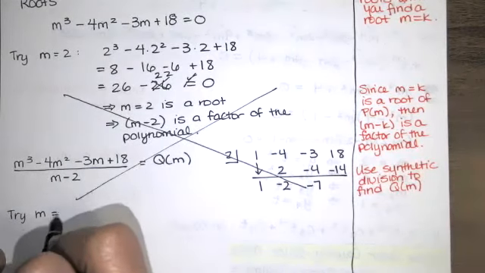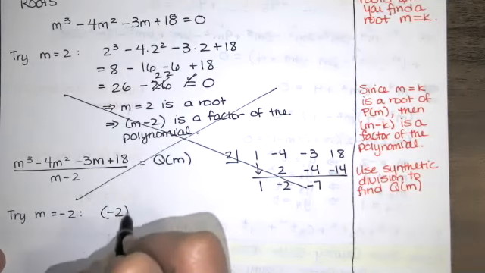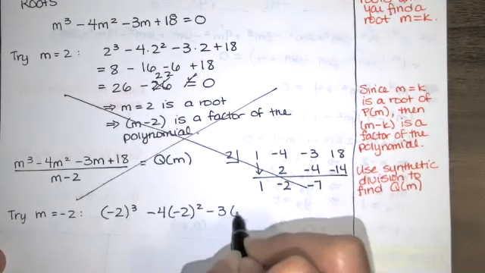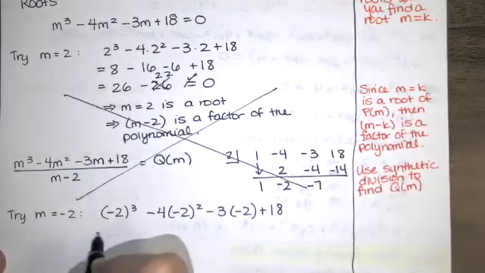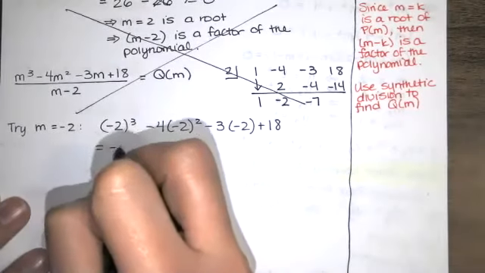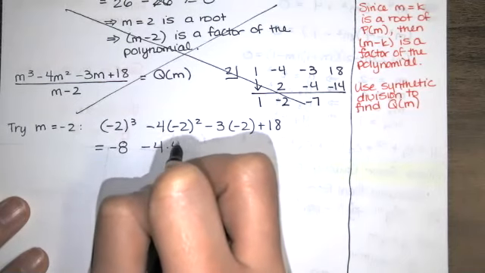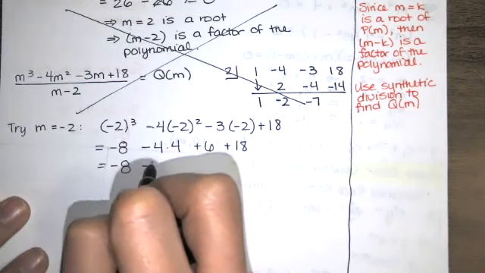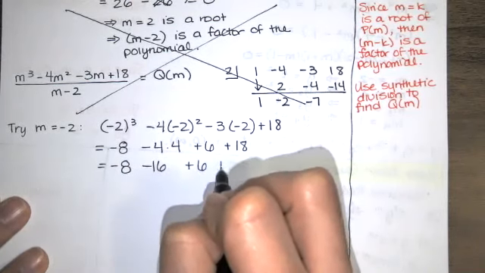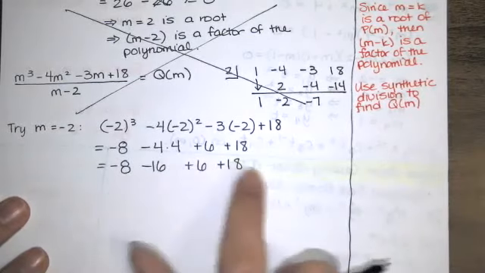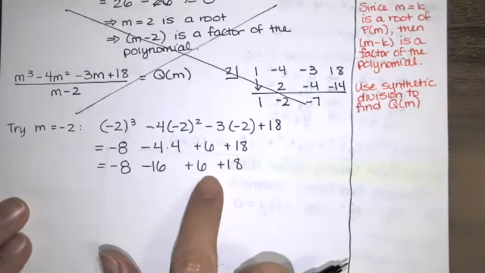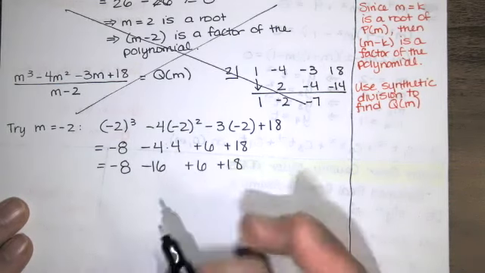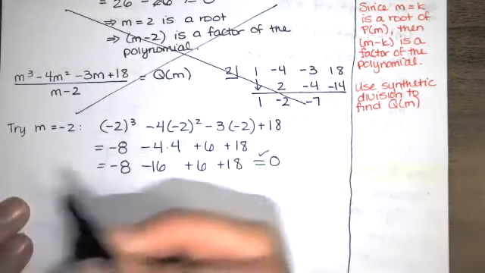So let's try m equals -2. We'll have -2 cubed minus 4 times -2 squared minus 3 times -2 plus 18. We get -8 here, minus 4 times 4 plus 6 plus 18. Okay, 18 minus 8 is 10. Negative 16 plus 6 is negative 10, so this is going to be 0. Or you could say this is negative 24, and that's positive 24, and we get 0. So m equals negative 2 is a root.